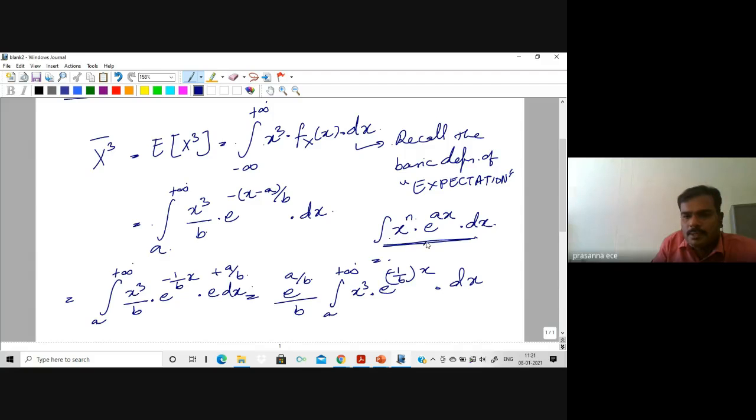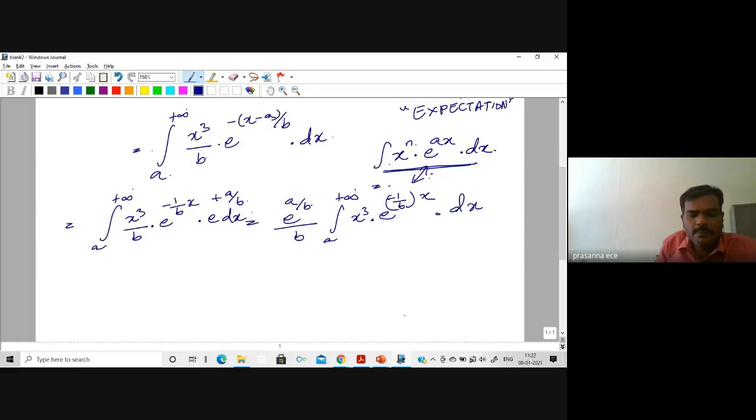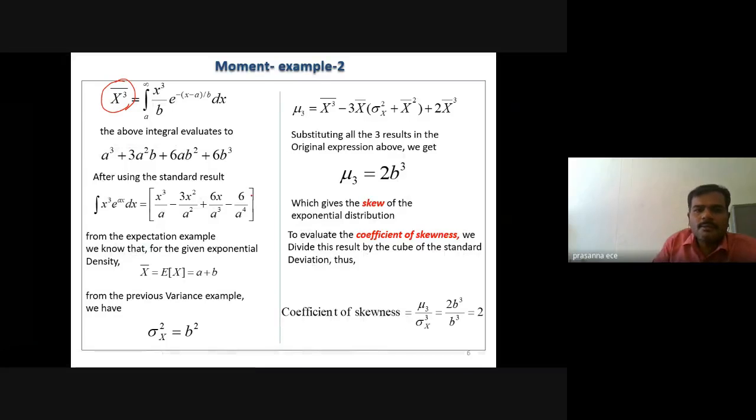Okay, so now is this in the standard form? We can compare this with the standard form. This standard form has a formula, which I have to memorize. So this is the standard result, x cube into e power ax. When the n value is equal to 3, you have to memorize this complete expression. It is x cube by a minus 3x square by a square plus 6x by a cube minus 6 divided by a power 4.